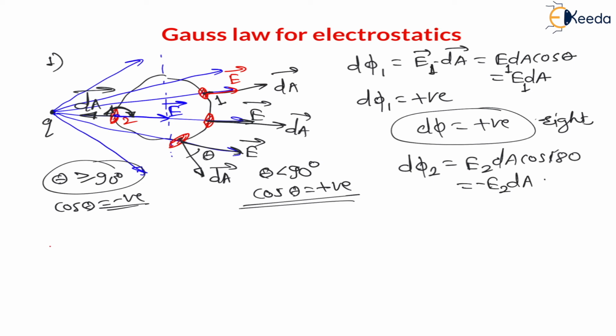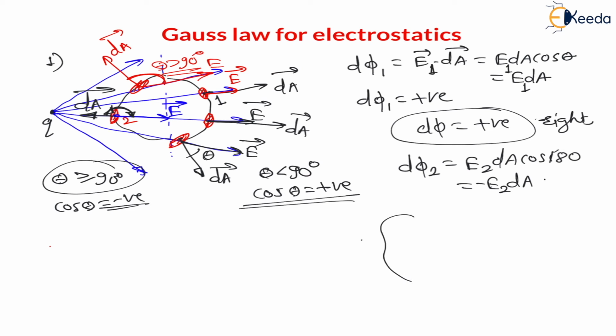Means, my dear students, consider any section of area here. This is the area vector dA, and here the electric field is passing in this direction. This angle is more than 90 degrees, which means second quadrant. In the second quadrant cos theta is negative, therefore the flux is negative. Therefore, for this area or any shape, you can consider any shape.